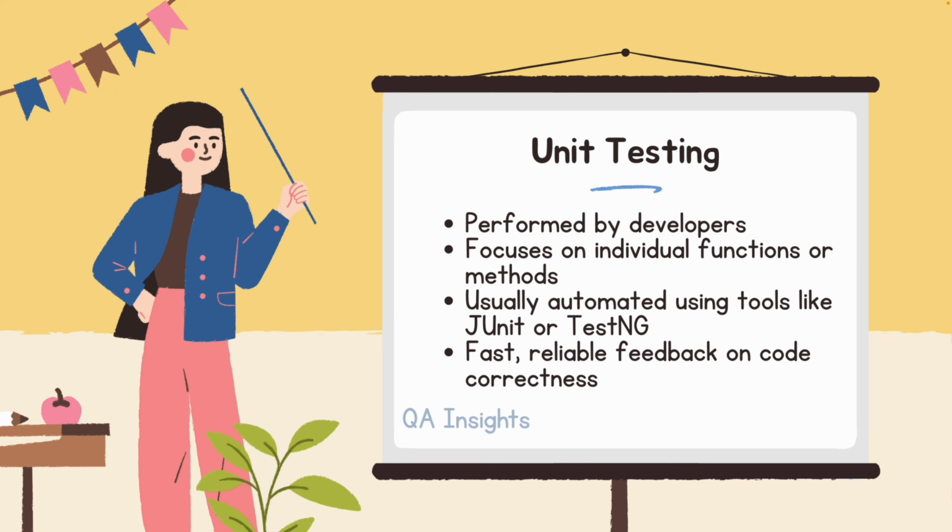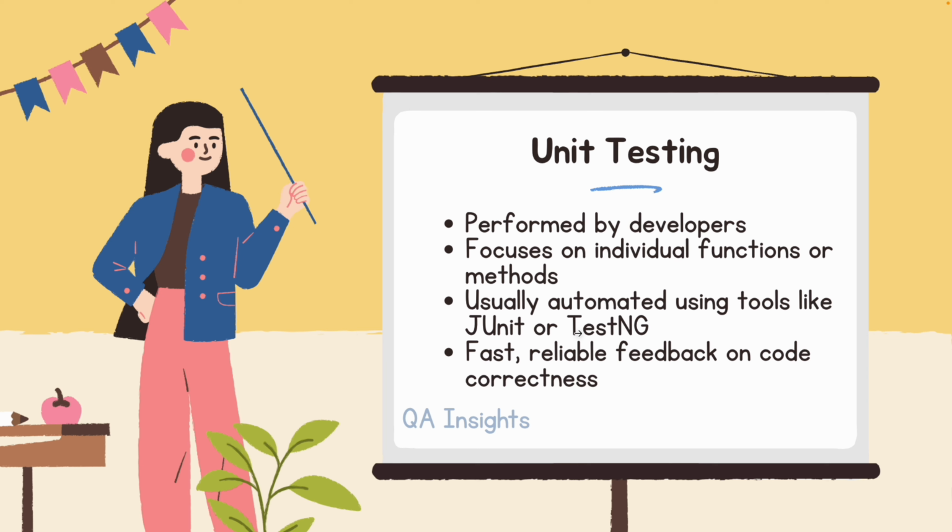Unit testing is focused on testing an individual component or function in isolation. It is mostly done by a developer using tools like JUnit or NUnit. This type of testing ensures that each part of the code works correctly on its own before combining everything.